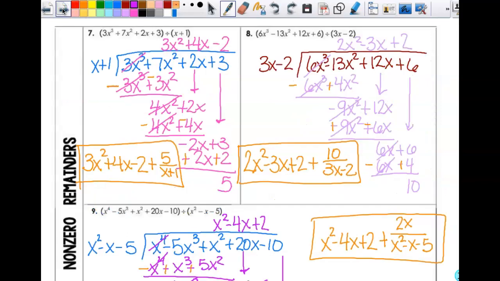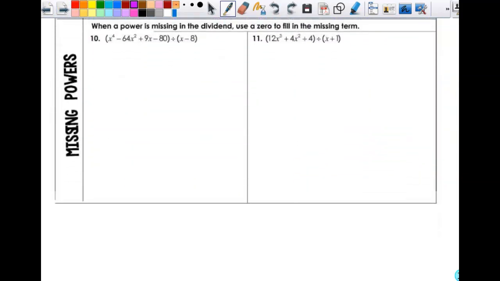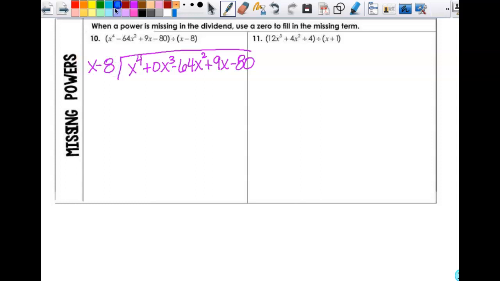All right? So to put my placeholder here, once I start writing what goes underneath, I've got x to the 4th. Since there is no x cubed term, I put plus 0x cubed. Then minus 64x squared plus 9x minus 80. So if it's a 4th degree, there should be 5 terms. If it's a 6th degree, there should be 7 terms. 3rd degree should be 4. You'll always have one more term than whatever the degree is. So even if you're missing your constant, you'd have to put a plus 0 out there. Then we divide by x minus 8, and the rest of the process is exactly the same.